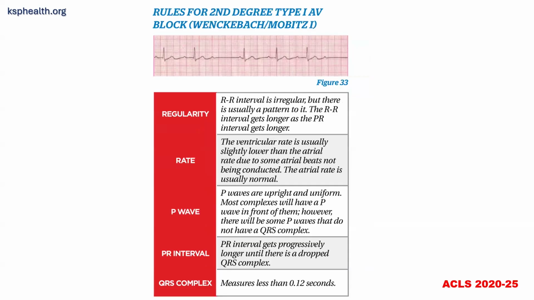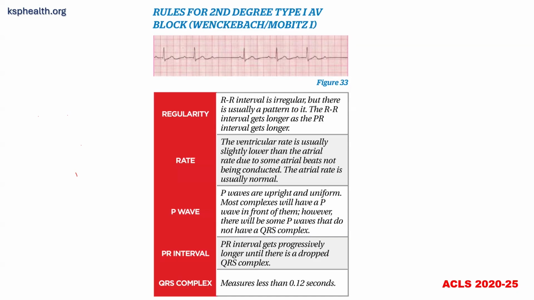The third category is type 1 AV block. In type 1 AV block, the RR interval is irregular, but it is usually patterned. RR intervals get longer as the PR intervals get longer. The ventricular rate is usually slightly lower than the atrial rate due to some atrial beats not being conducted. The atrial rate is usually normal. The P waves are upright and uniform.